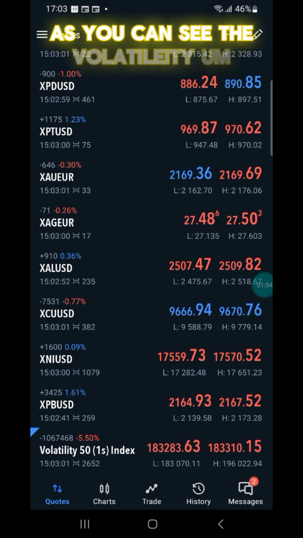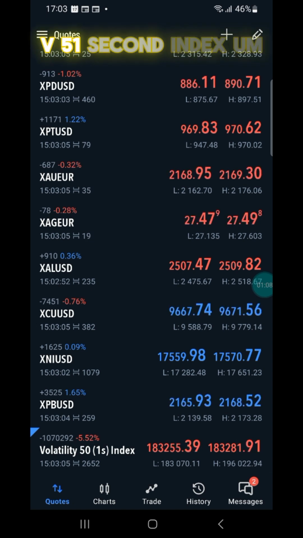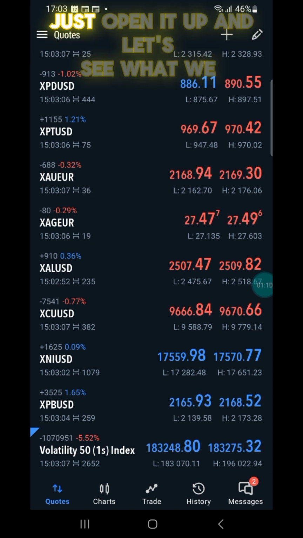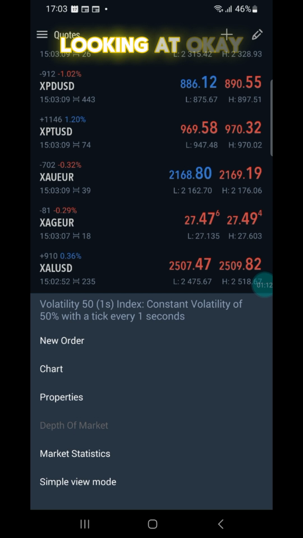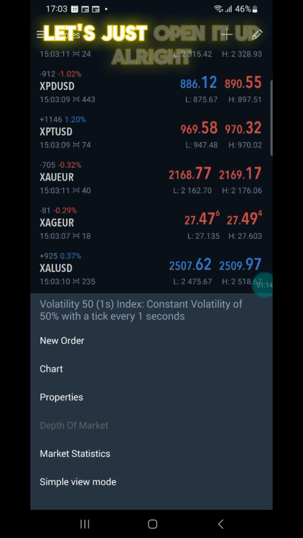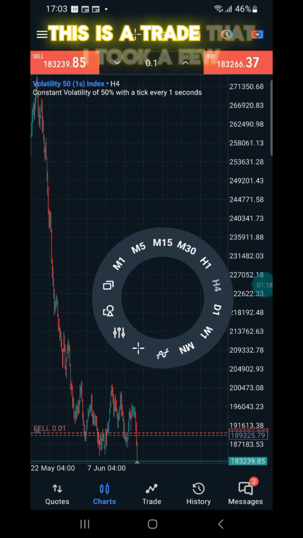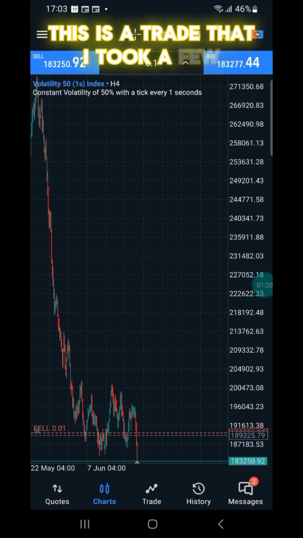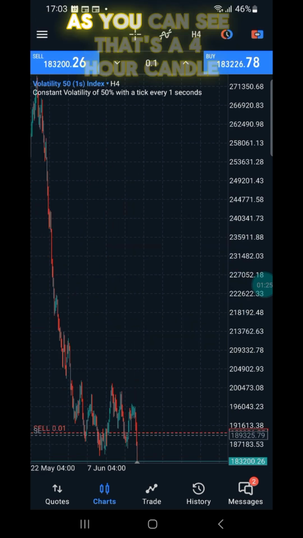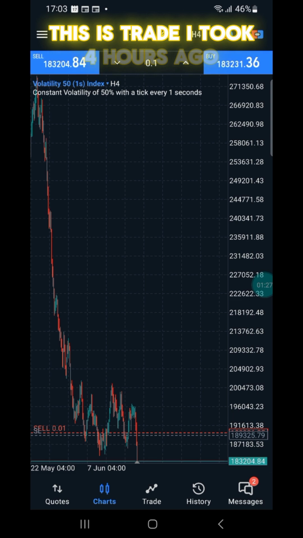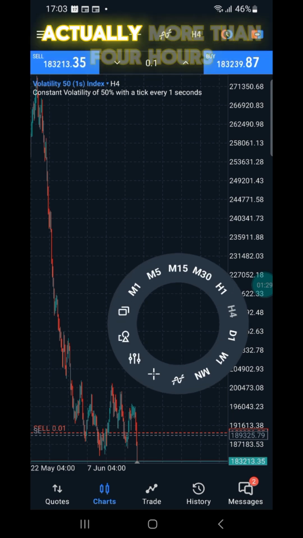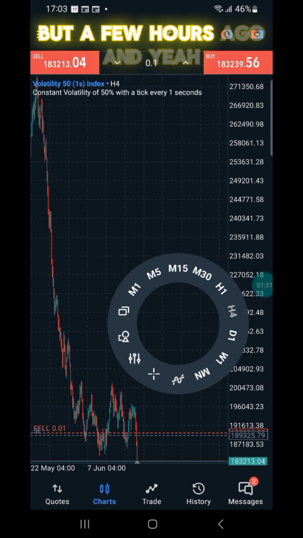As you can see there, Volatility 51 second index. Let's just open it up and see what we're looking at. All right, so that's what we're looking at. This is a trade that I took a few hours ago. As you can see, that's a 4-hour candle. This is a trade I took 4 hours ago, actually more than 4 hours, but a few hours ago.